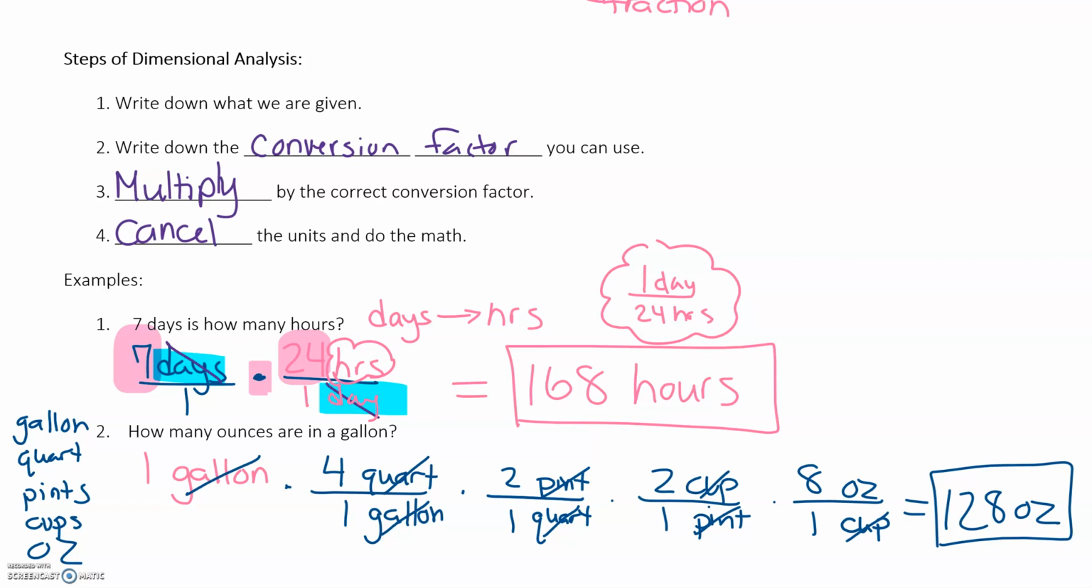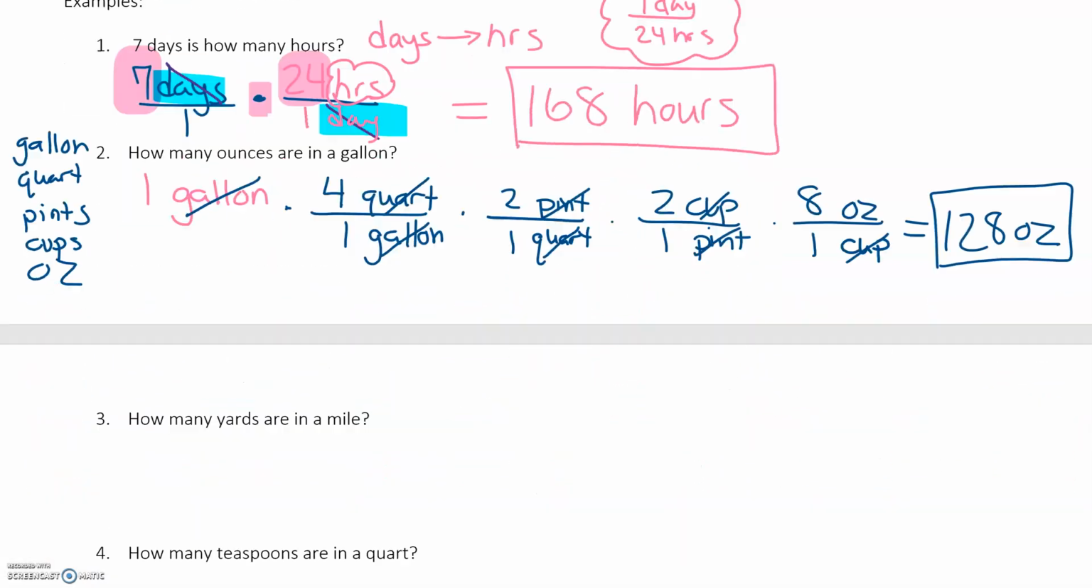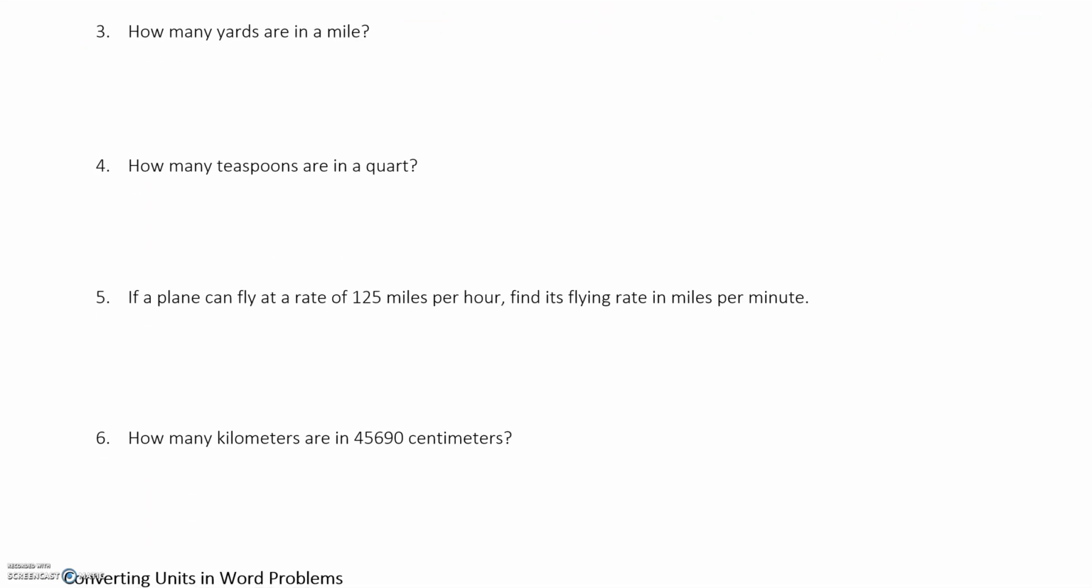Guys, welcome back. We are picking up where we left off, so we're going to go to example 3. Remember, we are doing unit conversions using dimensional analysis. So let's look here at number 3. It says how many yards are in a mile. Okay, well, let's think. We need our answer to be in yards, and we're going to start with 1 mile.